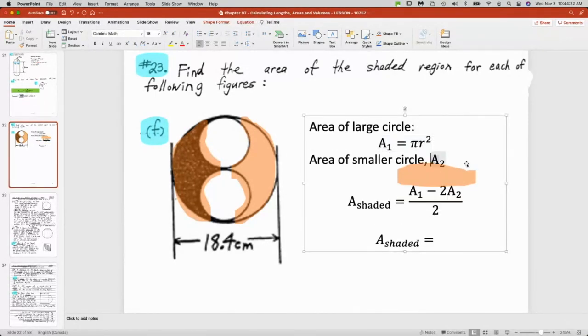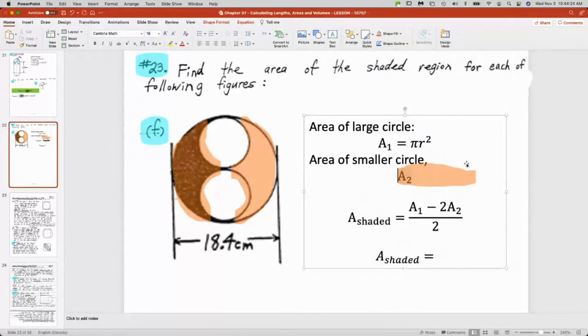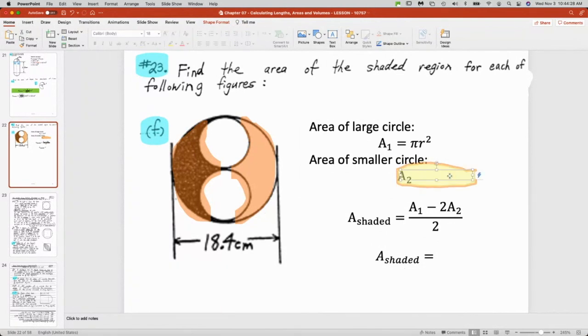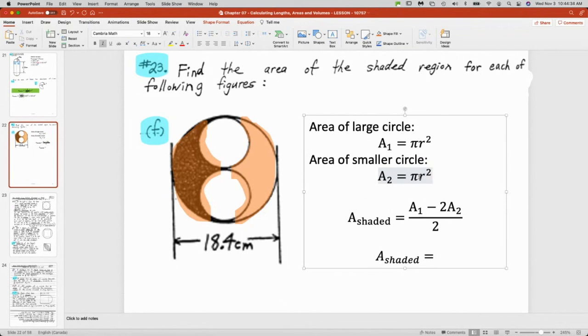And the area of the smaller circle, I'll reshade that later. The area of the smaller circle is also pi r squared. What's the radius of the large circle? Can someone let me know in the chat? What is the radius of the large circle? 9.2. Thank you, Nicholas. Let's get a number on that then.